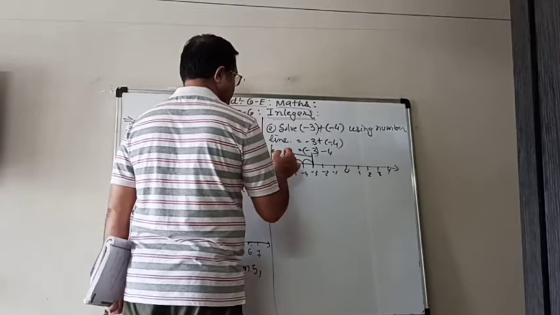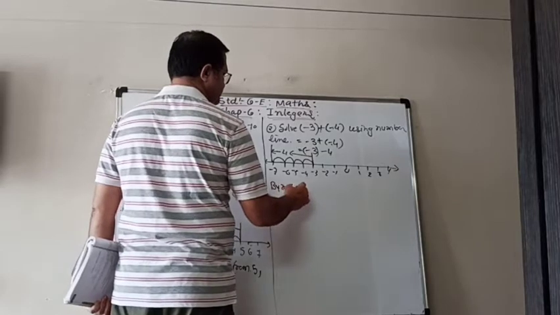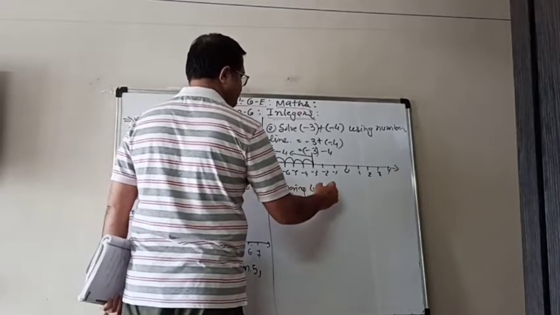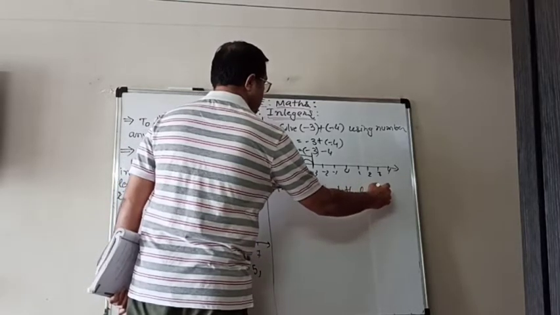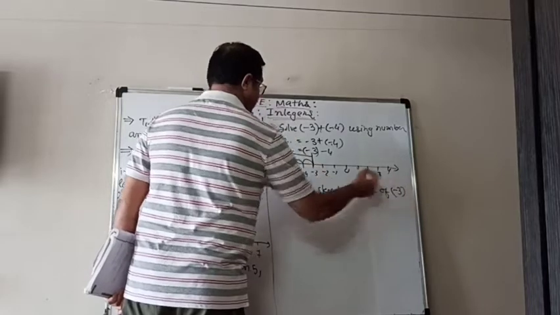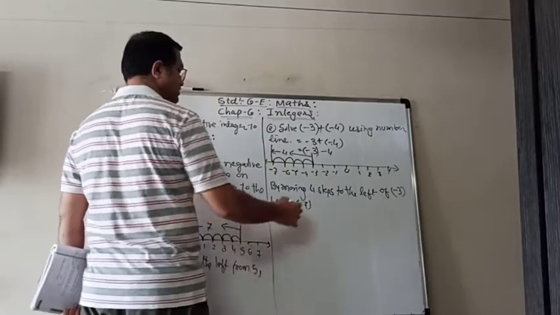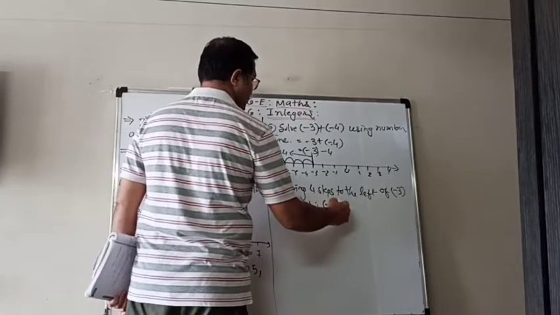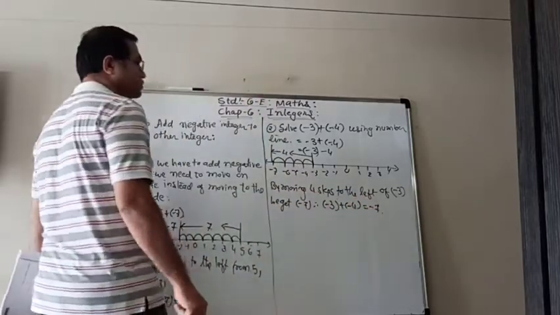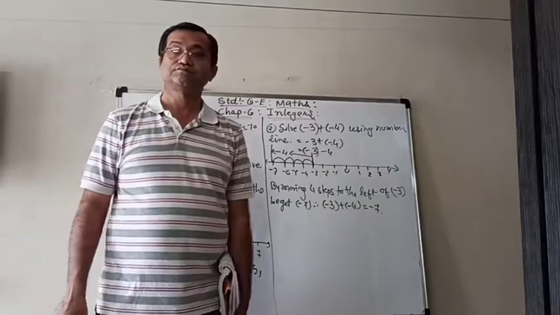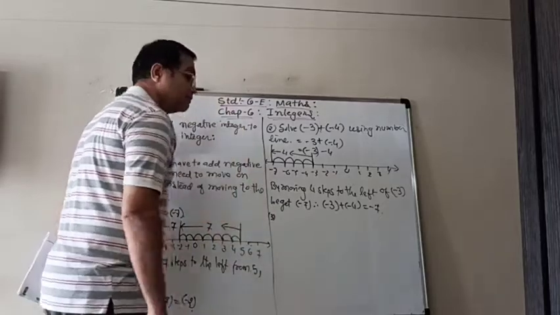So what did we get here? Minus 7. So by moving 4 steps to the left of minus 3, we get minus 7. Therefore, minus 3 plus minus 4 is equal to minus 7. Let's take another example so you can have a better idea again.